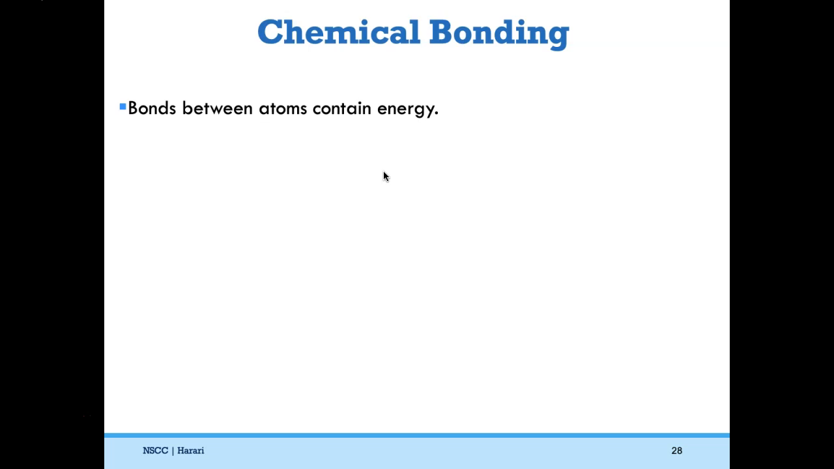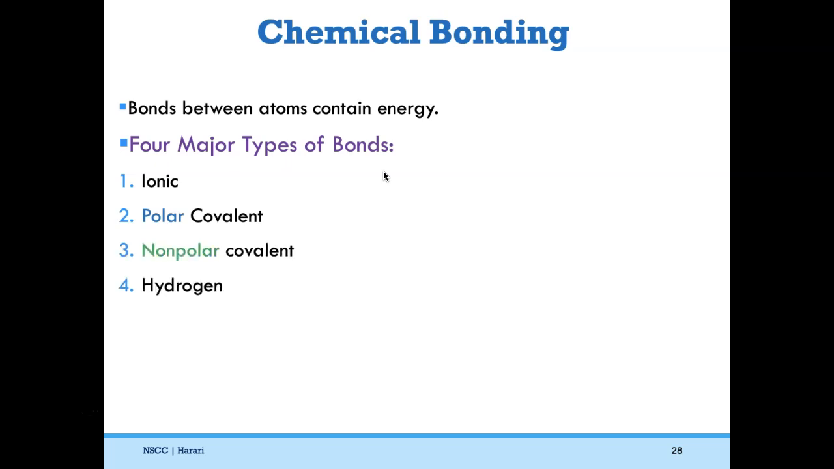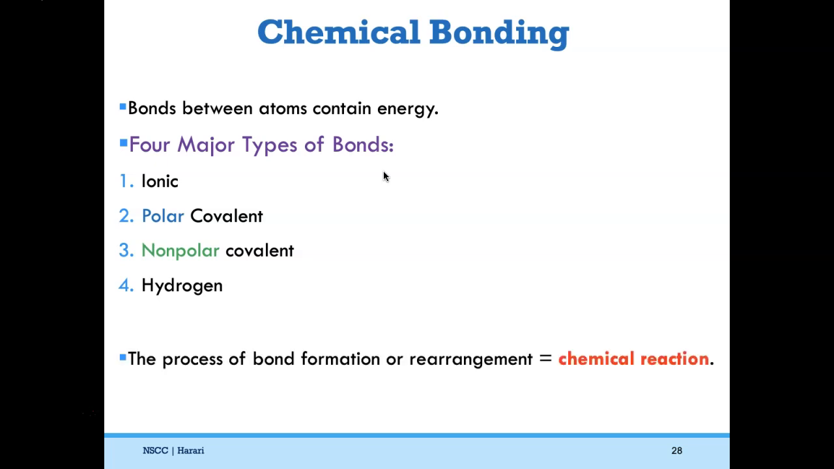So now we can start talking about chemical bonding. And it's important to note that bonds between atoms contain energy. So what we're doing is we're kind of storing energy. We're trying to connect electrons in a way. We're moving electrons around in order to transfer energy or store energy. And we'll talk about 4 major types of bonds in this class. We'll talk about ionic bonds, polar covalent, nonpolar covalent, and hydrogen bonds. There are other types, but those are the 4 we'll talk about in this class.